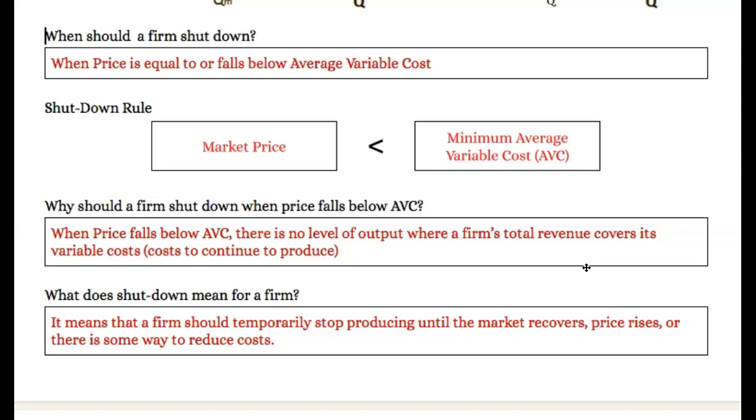So what does a shutdown mean? Well, it means that a firm should temporarily stop producing its good. It doesn't mean it should get out of business entirely. It just means it should wait and see what's going to happen. The market may recover.